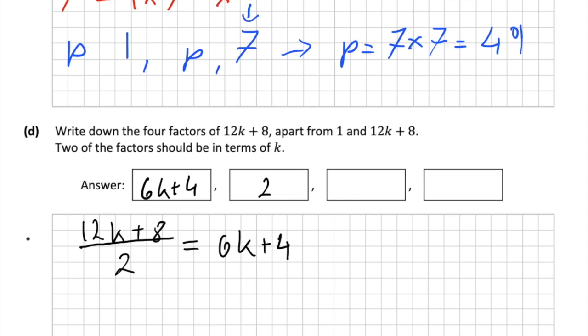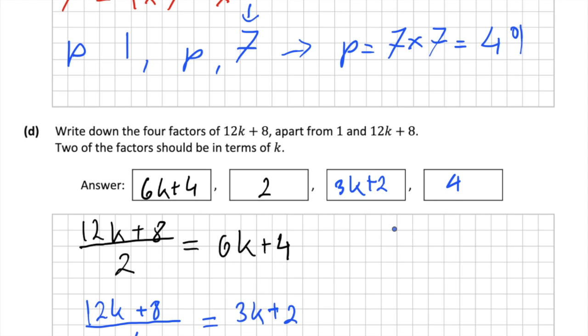Then the second part would be dividing 12k plus 8 by another number that goes into 12k and 8. That number is 4. If we divide 12k by 4, we get 3k, and if we divide 8 by 4, we get plus 2. So we can write down that 3k plus 2 and 4 are factors of 12k plus 8. And that's the answer to the question for full marks.